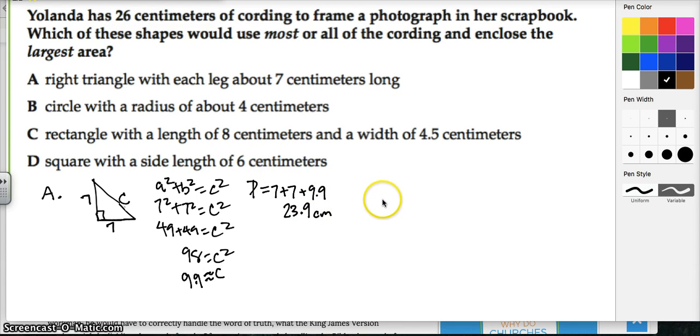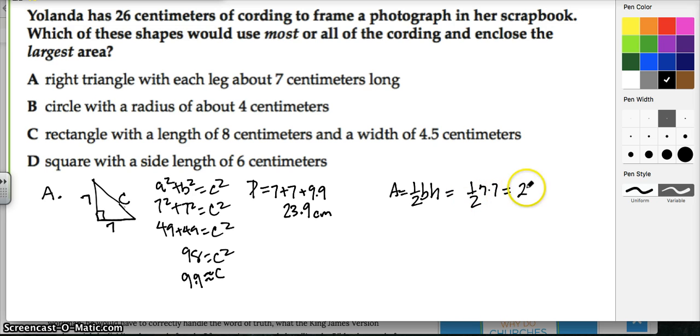Now we've got to check for the area. If we remember, area of a triangle is equal to 1/2 base times height. The base here we could refer to as this leg, 7, and the height is going to be 7 as well. So our area for this triangle will be 1/2 times 7 times 7, 7 times 7 being 49. If I take half of that, I end up with 24.5, and since we're dealing with area, we call it centimeters squared. So we're going to test this out for each of the next shapes.